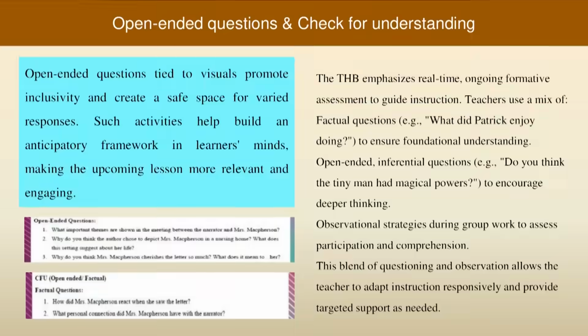Next, it is time for open-ended questions and checks for understanding. It is also called CFU. Open-ended questions tied to visuals promote inclusivity and create a safe space for varied responses. Such activities help build an anticipatory framework in learners' minds, making the upcoming lesson more relevant and engaging.